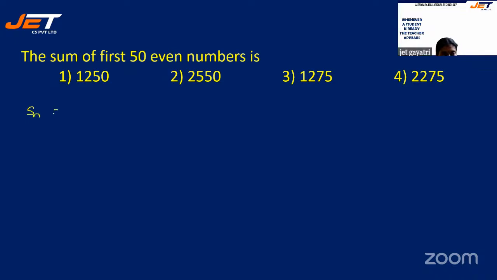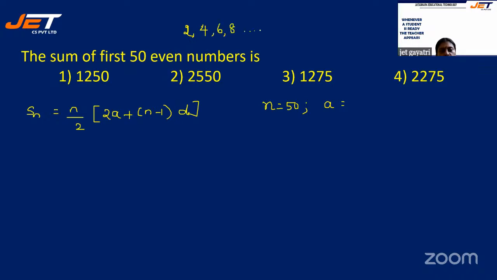So what is the sum to n terms formula? n by 2 into 2a plus n minus 1 into d. Now what is n here? It is 50. What is a? Even numbers means 2, 4, 6, 8, and so on, isn't it? So what should be a? a is 2. Now what is the common difference? Second term minus first term, so d is also 2.